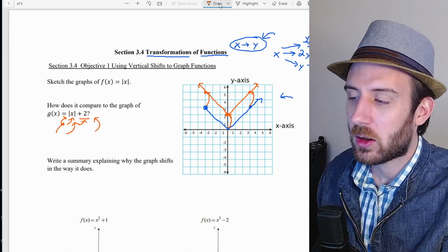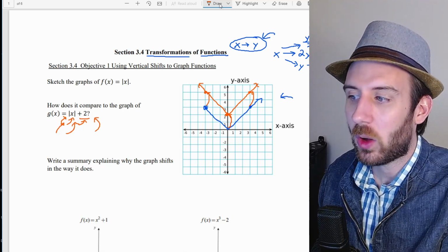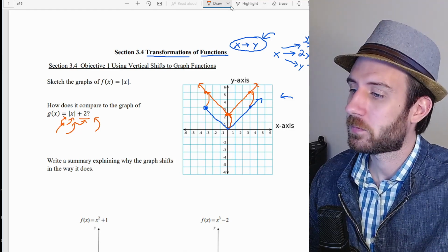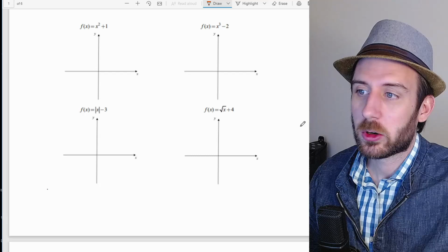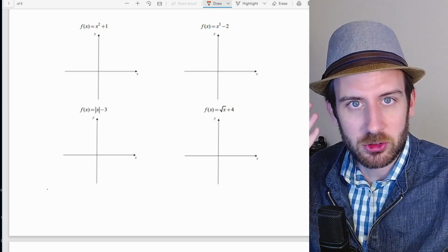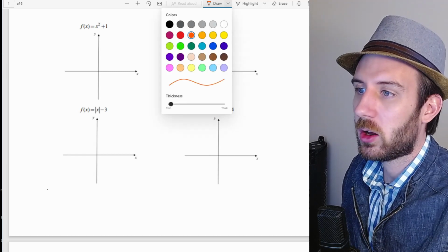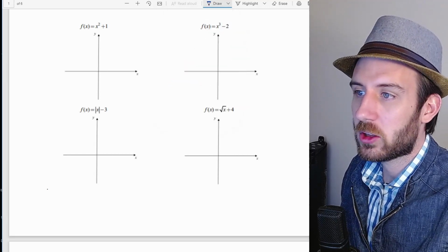Okay, so let's go ahead and I'm going to leave you with this one. Write a summary explaining why the graph shifts up in this way. That's for you to do. We'll pause the video right here. But I want to show you the power of taking time to what's called abstract out this thought. This exploration really gives us the opportunity to draw a lot of different graphs from a really quick starting point.